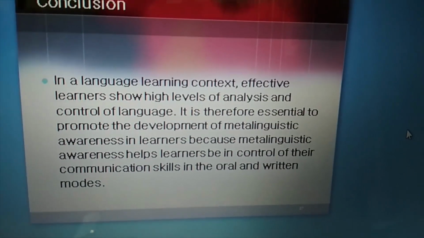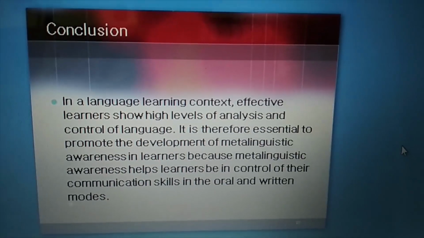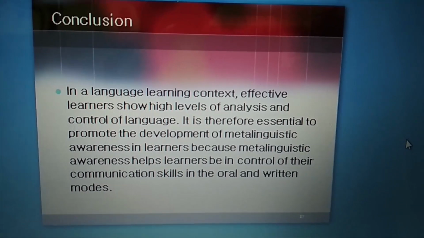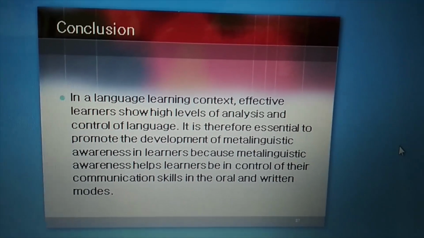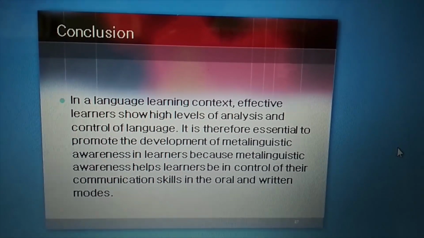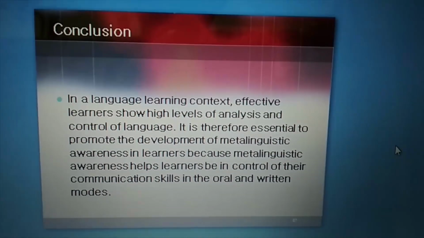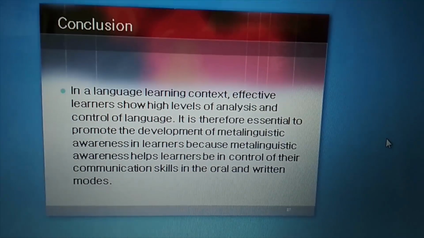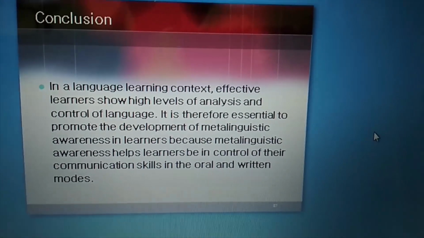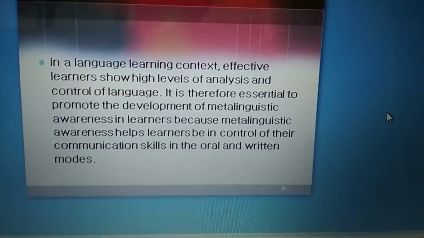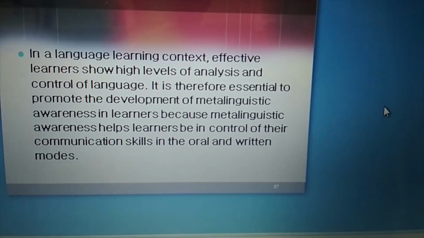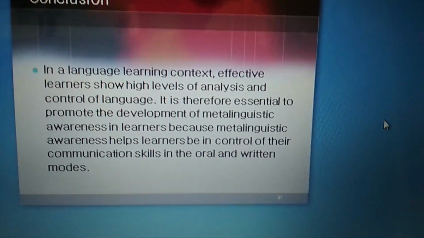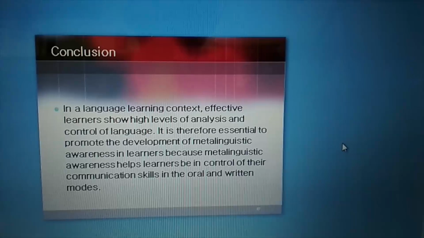And this is the conclusion, yeah. You can see in a language learning context, effective learners show high level of analysis and control of language. It is therefore essential to promote the development of metalinguistic awareness in learners, because metalinguistic awareness helps learners be in control of their communication skill in the oral or written modes.